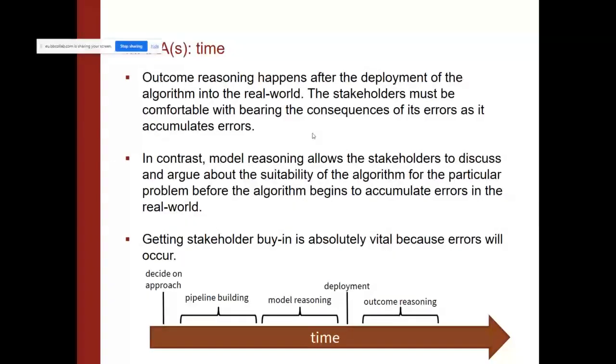But what's important about where this pipeline sits is, when do we decide on which approach to take? And that's independent of the pipeline. We don't consider the validity of using this algorithm versus that algorithm, or this model versus that model, prior to deciding if we're going to use outcome reasoning or model reasoning.